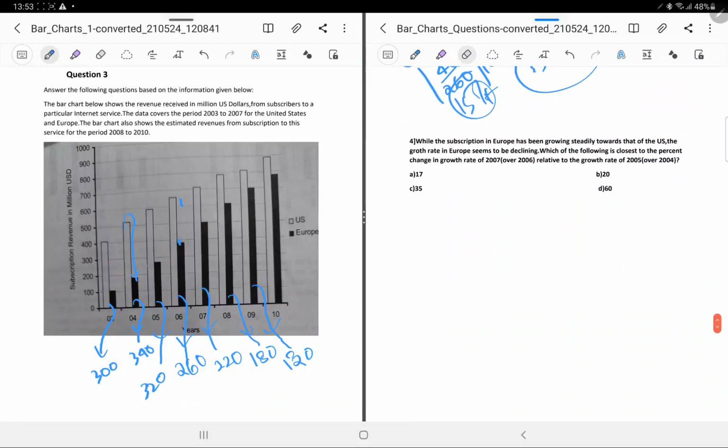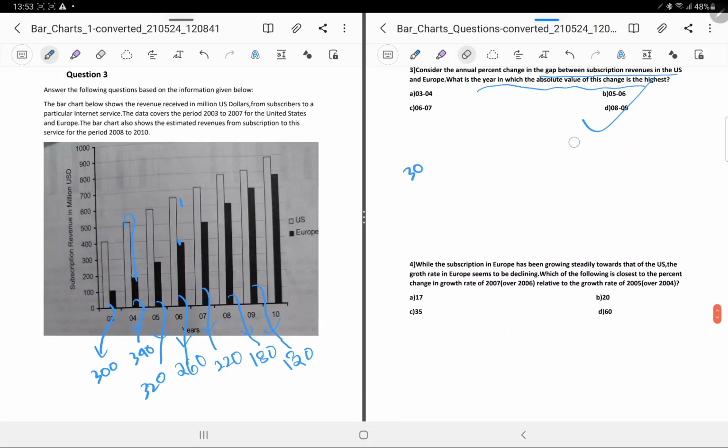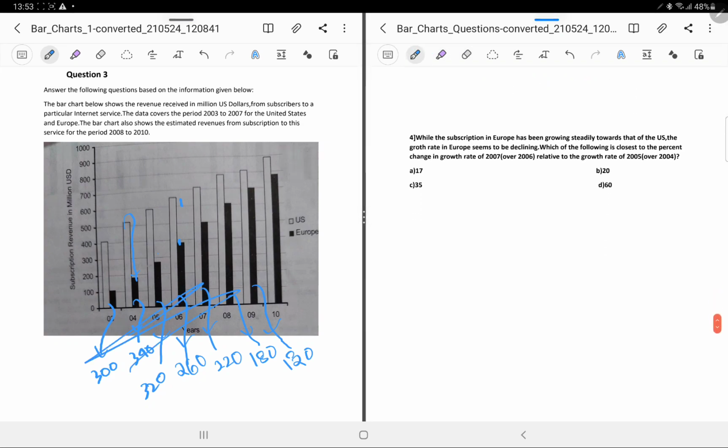Now let's see the last part for this. While the subscription in Europe has been growing steadily towards that of the US, yes, I can see this, because see the gap is basically decreasing. Which of the following is closest to the percentage change in growth rate of 2007 over 2006 relative to the growth rate of 2005 over 2004?